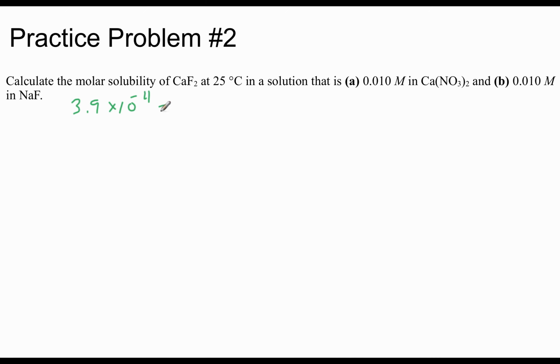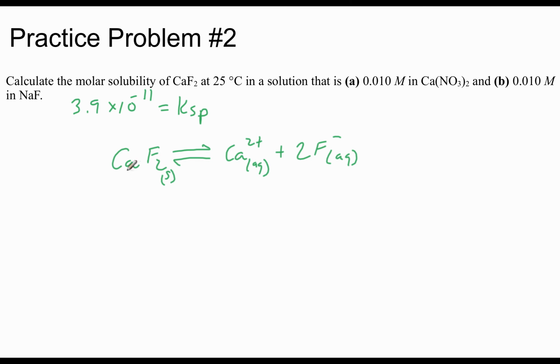I'm going to put that up here, equals KSP. And that's kind of sloppy. You can tell that I'm not the best writer on this thing. 10 to the negative 11th equals the KSP. So again, CaF2 is going to be in equilibrium. This is the solid with the calcium ion and 2F minus ions. All right, so I want to know my molar solubility. Okay, so that's moles per liter if we're talking molar solubility.